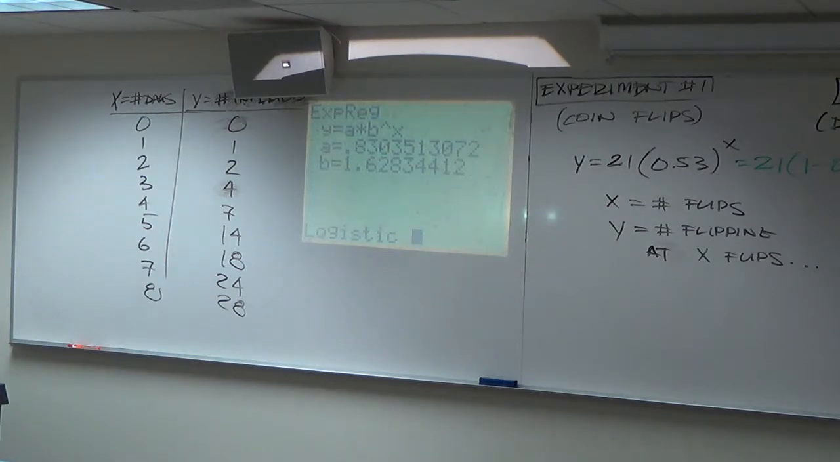Logistic, Y1. It doesn't like the zeros either, I forgot. Sorry. Like an exponential, you have to pull the zeros out. I'm sorry. I always forget that. So pull the zeros out. It's the algebra. Run it again. Logistic Y1 without the zeros. This is going to be ugly.